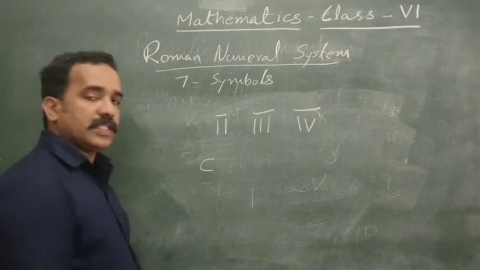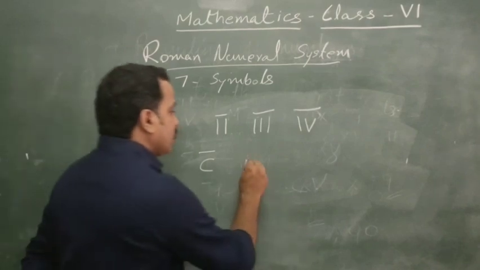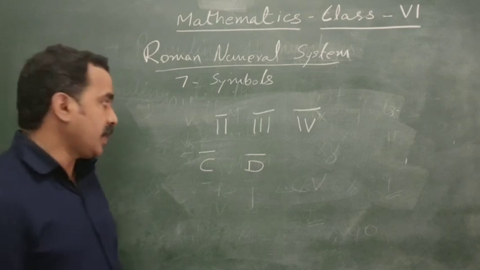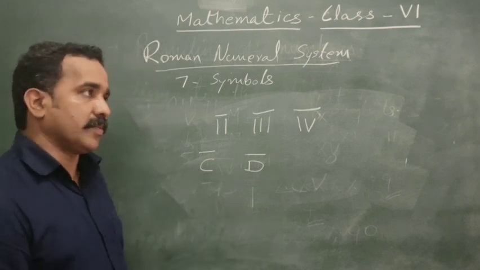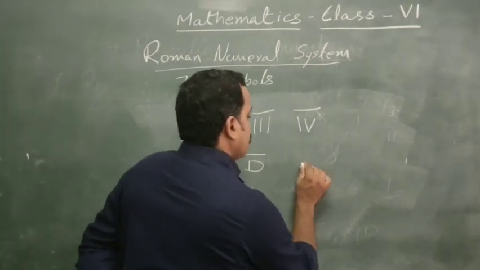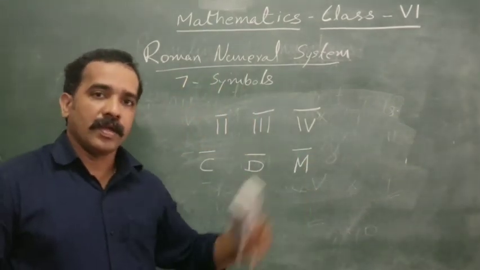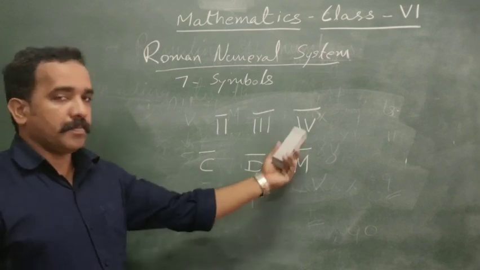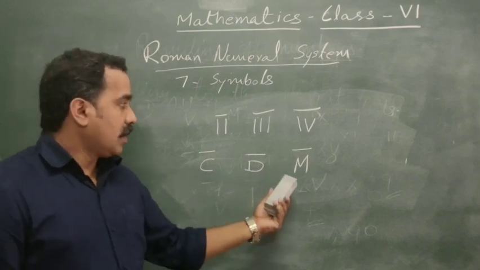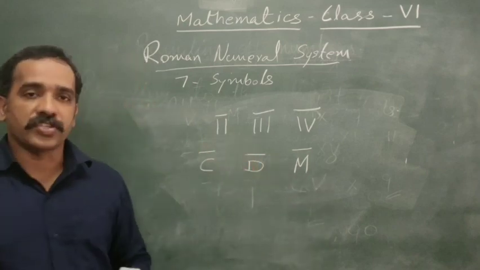You know, this is 100, so 100,000, and 500,000. 500,000 means actually 5 lakh using the Indian system, and 1,000,000 means 1 million, that is M bar. In this way we are able to make big numbers in the Roman system.